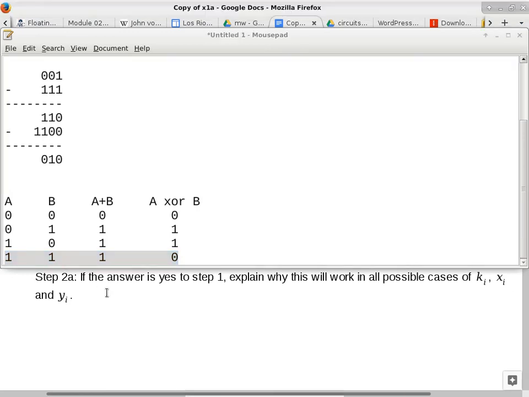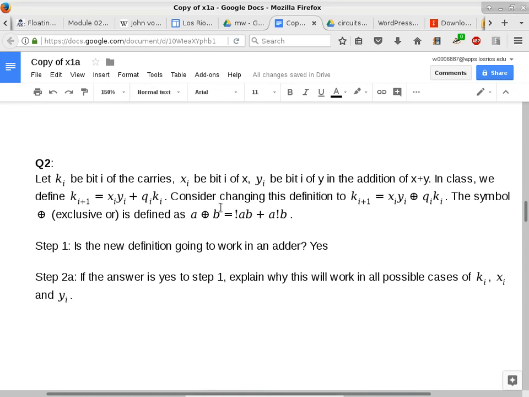Why can't they be true at the same time? So here I gave you the equation. xi, yi is one reason why we might have a carry. qi, ki is the other reason why we might have a carry. So now the question is, how come these two conjunctions cannot be true at the same time? Only up to one can be true at any time. That is the big argument, okay?